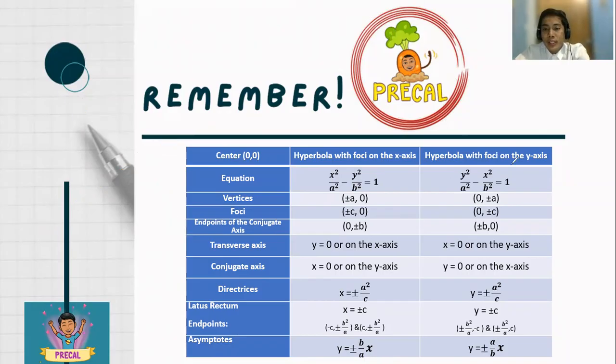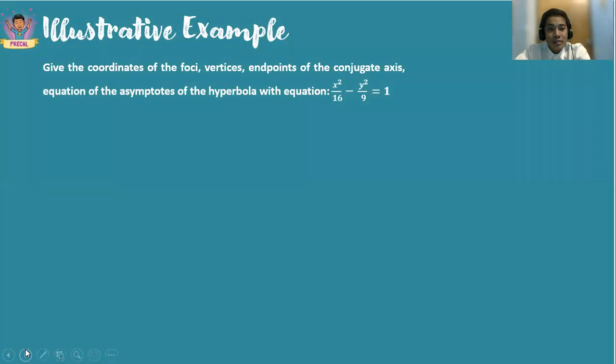Same is true with the vertical hyperbola. You just interchange the values of a and b. So for a horizontal, it is b over a. For a vertical hyperbola, it is a divided by b. So let us apply these formulas now to answer this problem.